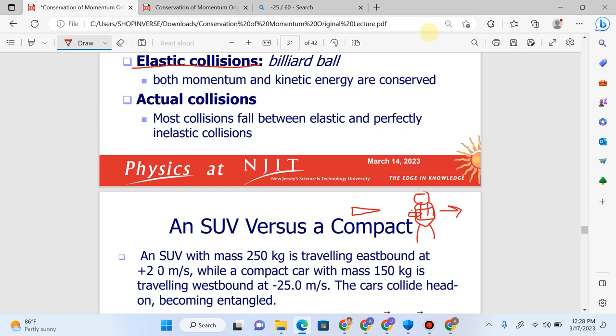Even if the policeman was initially running this way, if it is a big bullet that has a high mass and it travels at that high speed, the momentum of the bullet will be higher than the momentum of the man. Hence, it can push the man in this direction. So both objects will move in the direction of the object with the higher momentum. That's what we mean by inelastic.